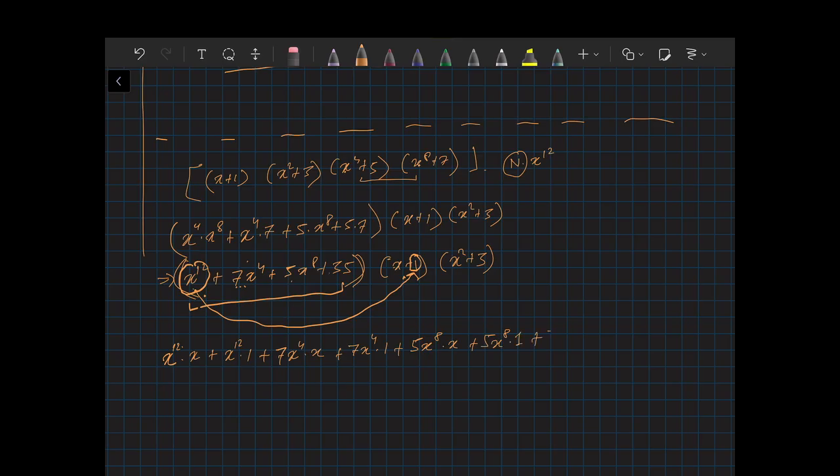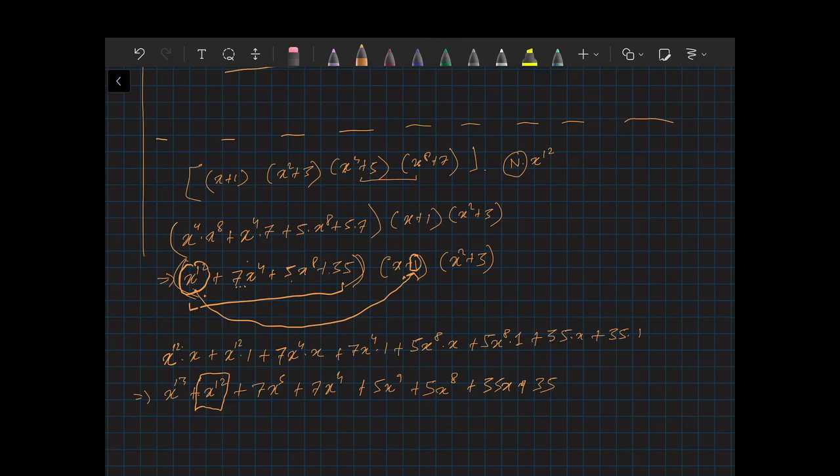Then move to the final part, 35 times x and 35 times 1. So if you simplify this, this becomes x to the power 13, x to the power 12 times 1 is x to the power 12, then x to the power 5, then 7x to the power 4, then 5x to the power 9, then 5x to the power 8, 35x plus 35. So you see here only one term. And what's the coefficient here?